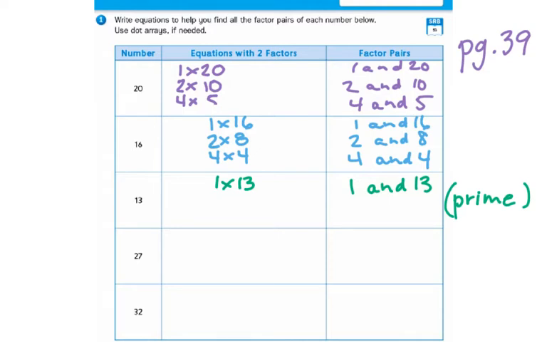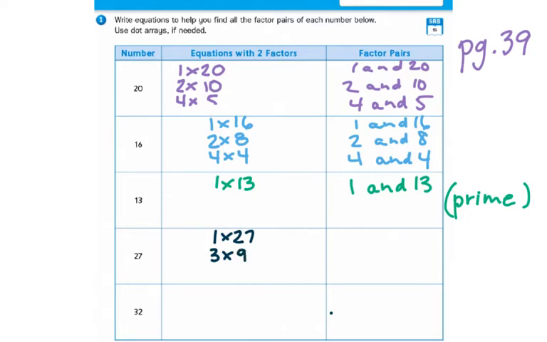Number 27. We always start with 1 times itself. Then I would go to the 2's on my multiplication chart. If I go across the 2's, they all are even numbers. And 27 is an odd number. It ends in 7. 7 is an odd number, so there's nothing times 2. I'm going to go across my 3's. There is something times 3 that gives me 27, and that is 9.